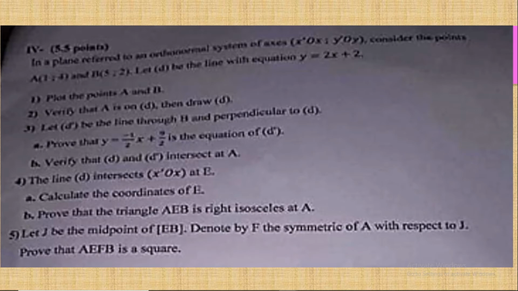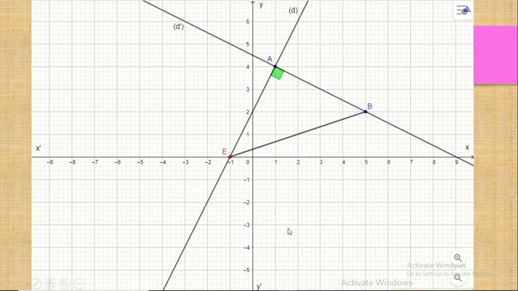We have the straight line D intersects x prime x at a point E. Calculate the coordinates of E, then prove that triangle AEB is right isosceles at A. First of all, the straight line D intersects x prime x at the point E. Well, we cannot find the point E graphically. Sure, it will be exactly minus 1, 0, but we cannot find its coordinates graphically. Now, how to solve it?